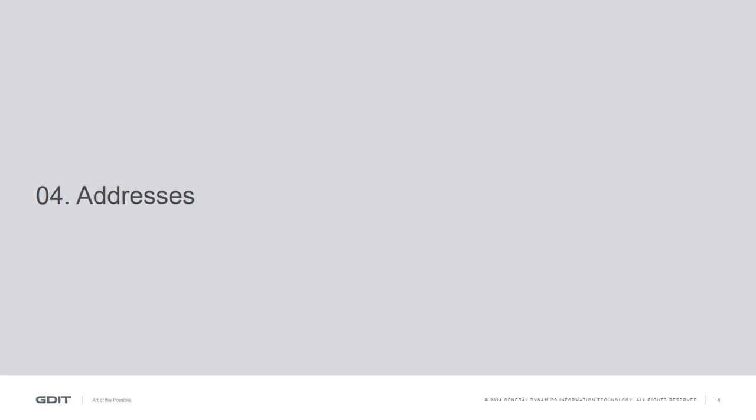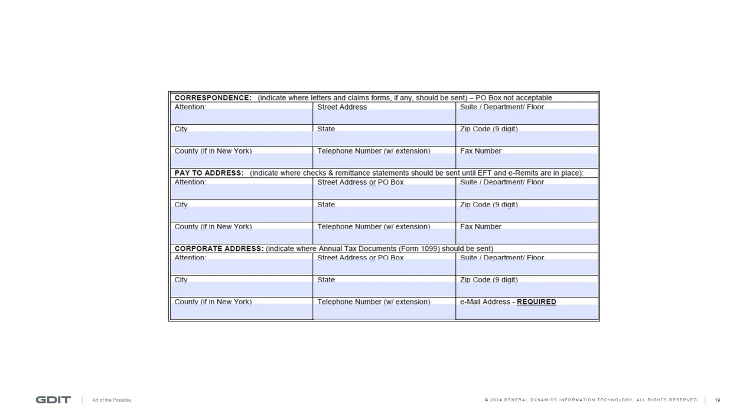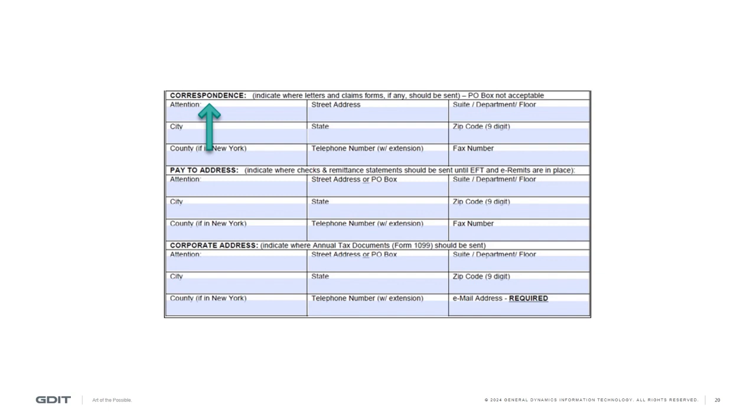Addresses. Please enter a correspondence, pay-to, and corporate address. A correspondence address is where letters, claim forms, etc. will be sent. A pay-to address is where payments, remittances, etc. will be sent until electronic funds transfers and electronic remits are in place. The corporate address is where the 1099 form will be sent. 1099 forms are sent to providers who submit and receive claim payments as a billing provider.